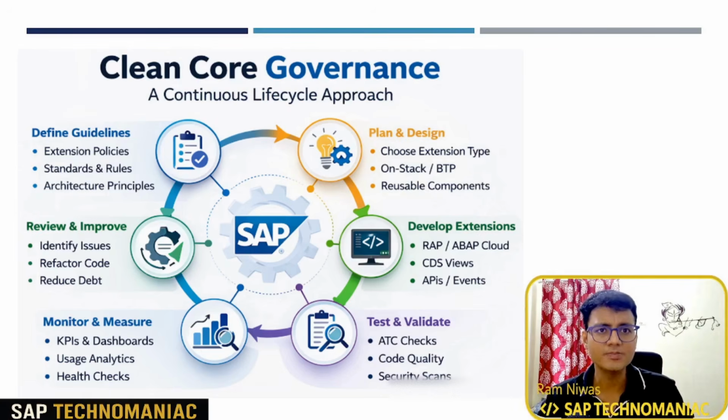Some of the examples, you have to set up the ATC checks in your system. Each and every custom development goes through those ATC checks, and if something is in red, those should be approved by the approver. It can be the quality manager or anybody.